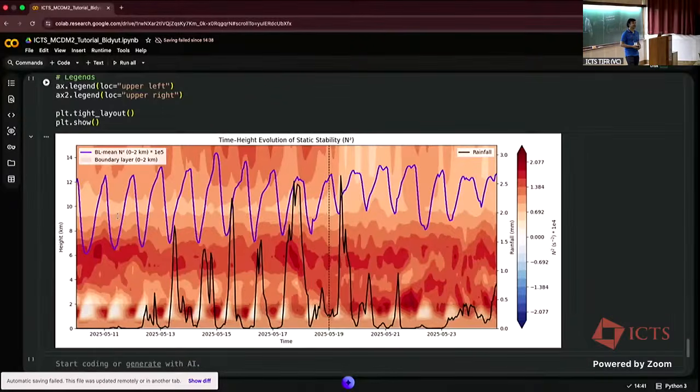So both are actually in sync with each other. Wherever there are white patches, around the same area, the Brunt-Väisälä frequency from 0 to 2 kilometers is also taking a dip, and very much around those regions, the rainfall spikes. So when the Brunt-Väisälä frequency is greater than 0, there is oscillation of the air parcels in the atmosphere.